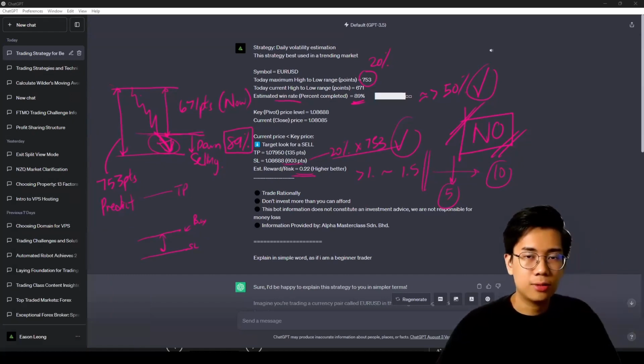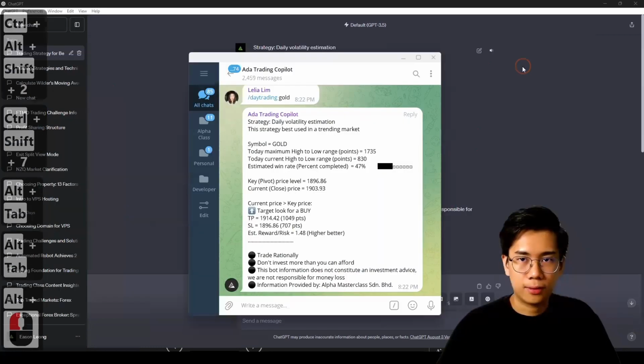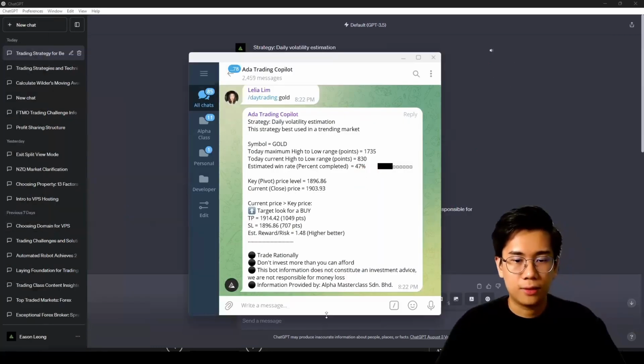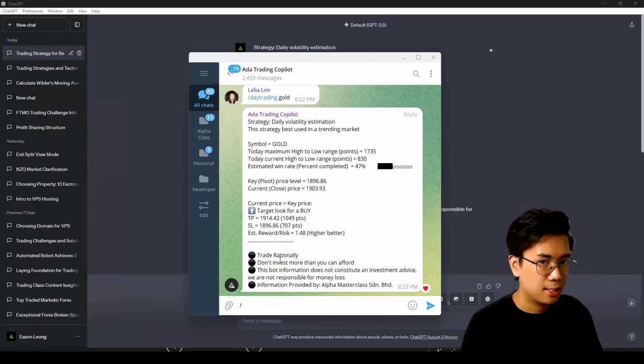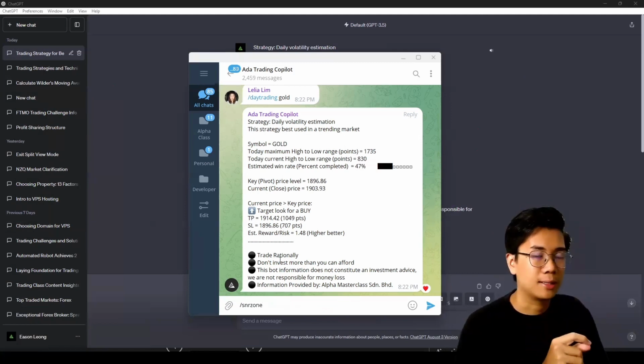Now, based on this, what you guys can do is that in this Telegram bot, there are a few more things that you can do. For example, you can use /day_trading, or /SNR_zone. You can look into specific support and resistance for EUR/USD.